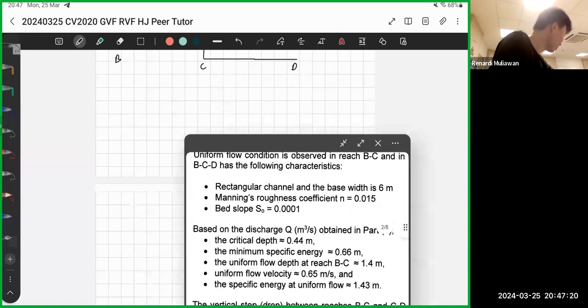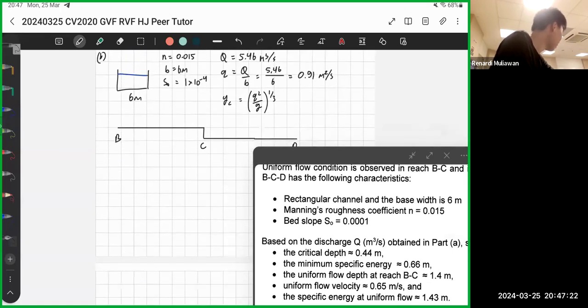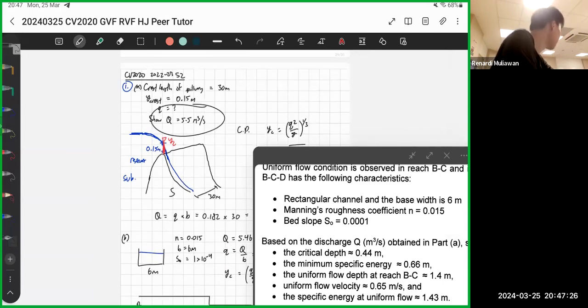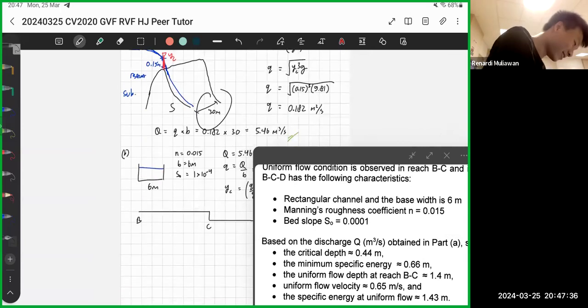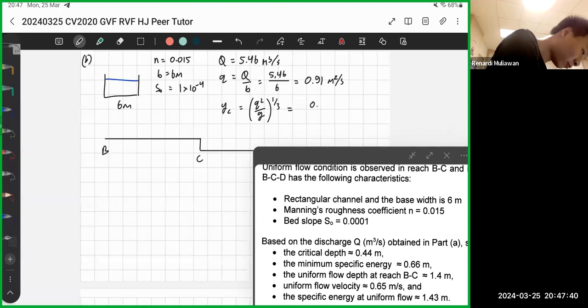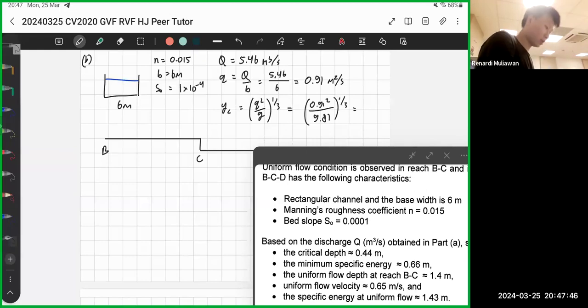Correct, different B. Different B, right? So even though big Q is the same, the B is different. It's from 30 to 6. So YC is different. That's why you need to calculate again. Understand, right? Okay, so you'll get 0.91 squared divided by 9.81, to the power of 1/3.